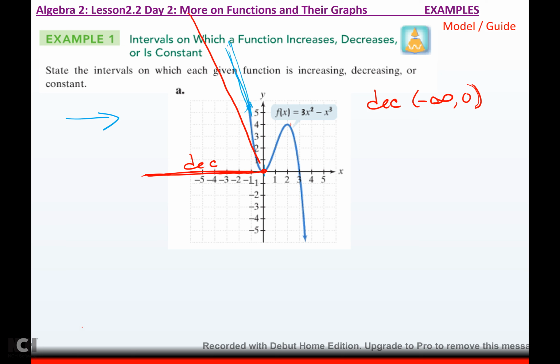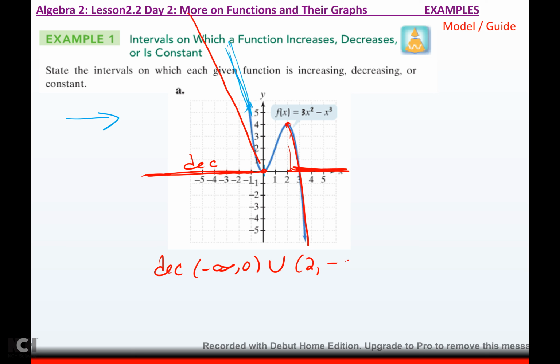Okay, but that's not the only place this thing is decreasing. This thing is decreasing from negative infinity to 0. But from this point, do you see how it starts going down again? So that corresponds to the 2. So I'm going to say it's also decreasing, so union, from 2 to infinity. I know it looks like it's not going to go past 4, but it does. It keeps going to the right as well.